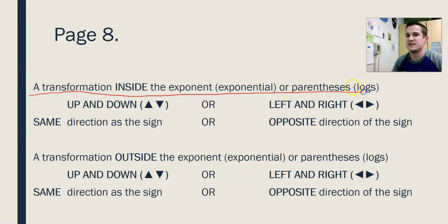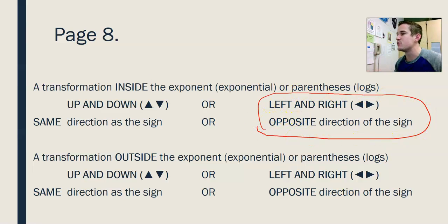We skipped over the rest of these, but a transformation inside the exponent in an exponential function, or inside the parentheses in a log function, inside that affects my left and right movement, and I go the opposite direction of what the sign says. So like on that previous slide, I had x minus 2 in parentheses. That made it shift to the right 2. So inside those parentheses or inside that exponent, I shift left and right, opposite direction of what the sign says.